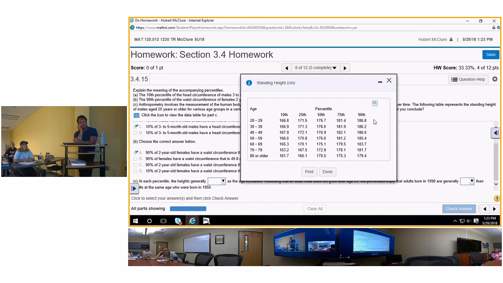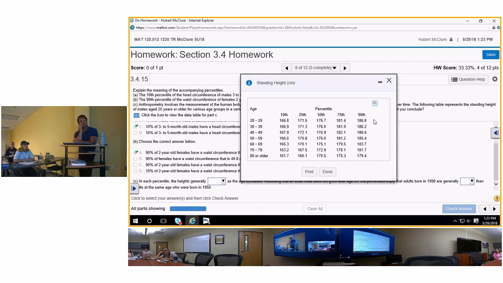What did he answer? Oh, I don't know yet. I'm just wanting everybody to look at it because you got to really think about it. Okay, 166, 171, 176, 181, and 186. I want you to look at the 90th percentile. The 90th percentile, 186, 182, 186, 185, 183. What the heck's happening? They're shrinking.